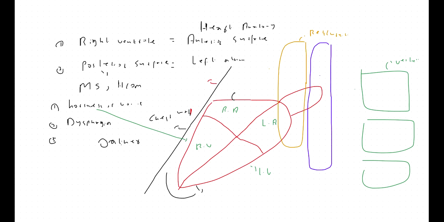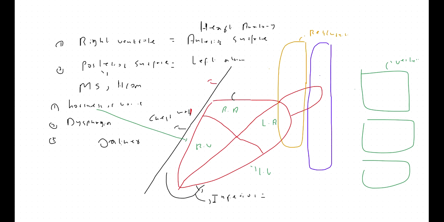Look at this. This is my inferior surface. The inferior surface is formed by both your right ventricle and left ventricle. You can look at this. This is my inferior surface. One third of it is formed by the right ventricle and two thirds by the left ventricle. They form the inferior surface.